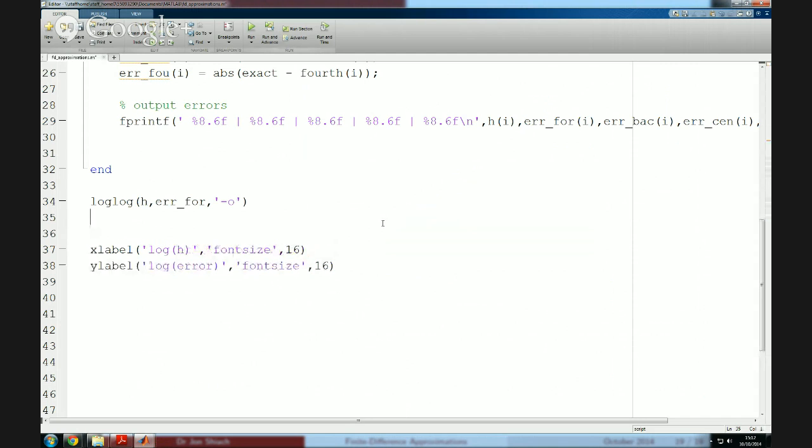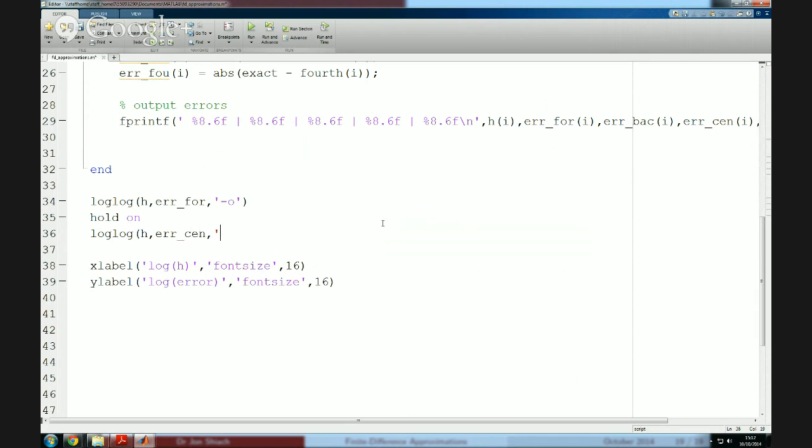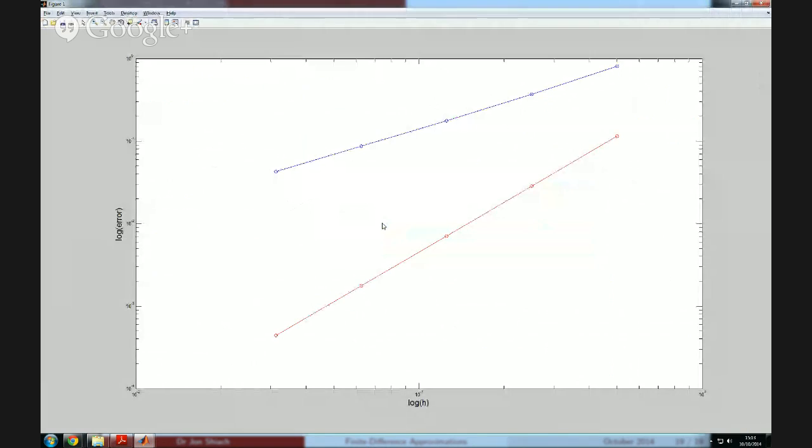So on the same plot, I'm going to plot the central difference errors. Okay, so here we go. This is the central difference errors. One thing I want to notice here is the slope of the red line is steeper than the slope of the blue line. Now the slope is what gives us the order of the method. So what I can actually do is approximate what the slope of the blue line is and what the slope of the red line is.